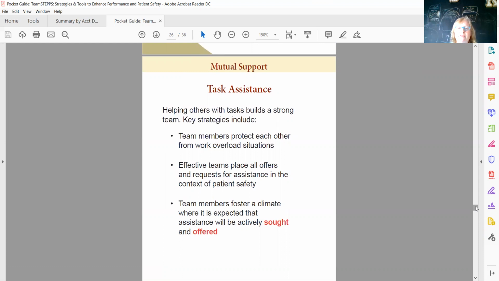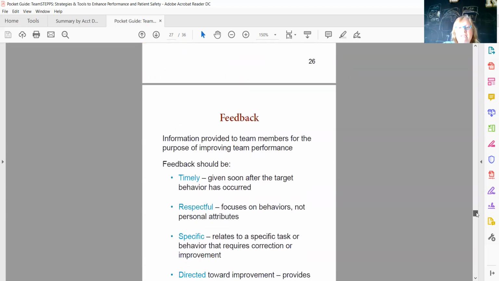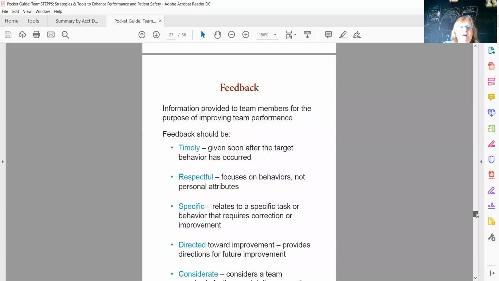So we make sure that we share the load effectively, right? And we make sure that when someone's asking for help, we fulfill that request, all right? And so we create this environment where people are expected to ask for help and we are expected to provide that help. Critical to how teams function together.